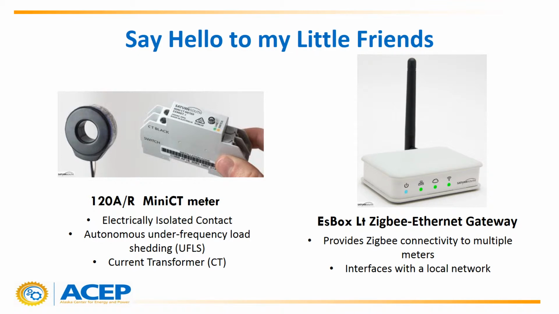The ES box connects multiple CT meters via a Zigbee network, similar to Wi-Fi, and can interface with a local network to send data and receive commands securely. A switch in the mini CT meter disconnects a load from power when either the utility-supplied power drops below a specified frequency or when given a command via the ES box.